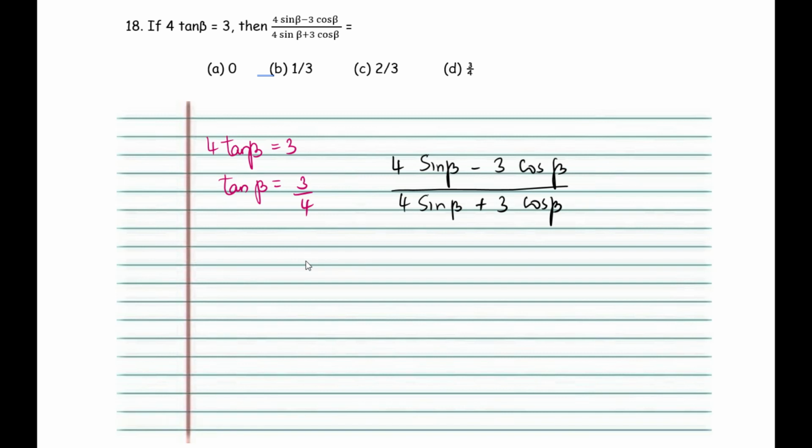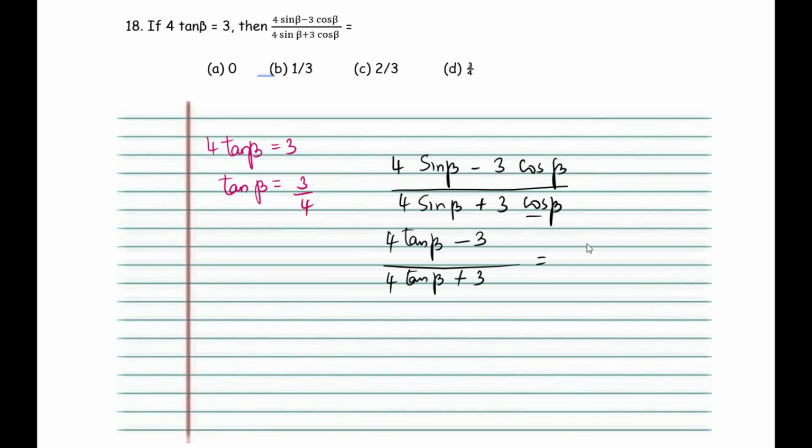Now divide numerator and denominator by cos beta. Why do we need to divide by cos beta? Because we have the tan beta value. So I'll divide by cos beta. Sin beta by cos beta is tan beta, cos beta by cos beta is 1. Now 4 sin beta by cos beta is 4 tan beta minus 3, and in the denominator plus 3, as cos beta divided by cos beta is 1.